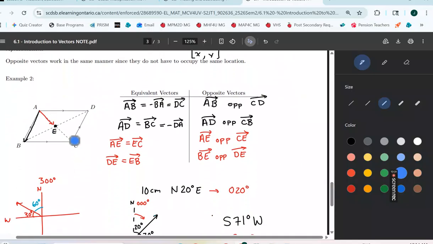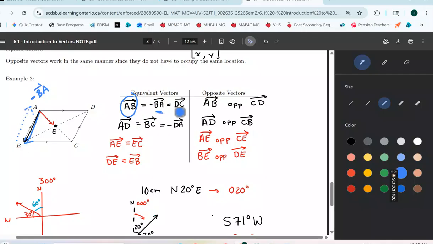Okay, so here's an example of equivalent vectors. Vector AB is the same as negative BA. And why is that? Well, what is BA? BA technically is that vector, right? But vector BA as it stands is not the same as AB. They're in opposite directions. So to make them the same, I call it negative BA. So BA, but facing the other direction, which makes it the same as AB.